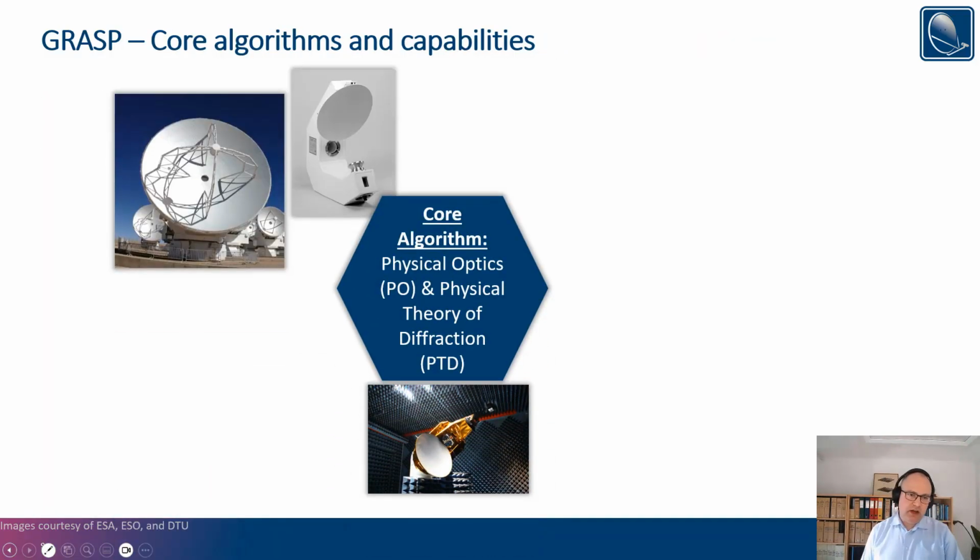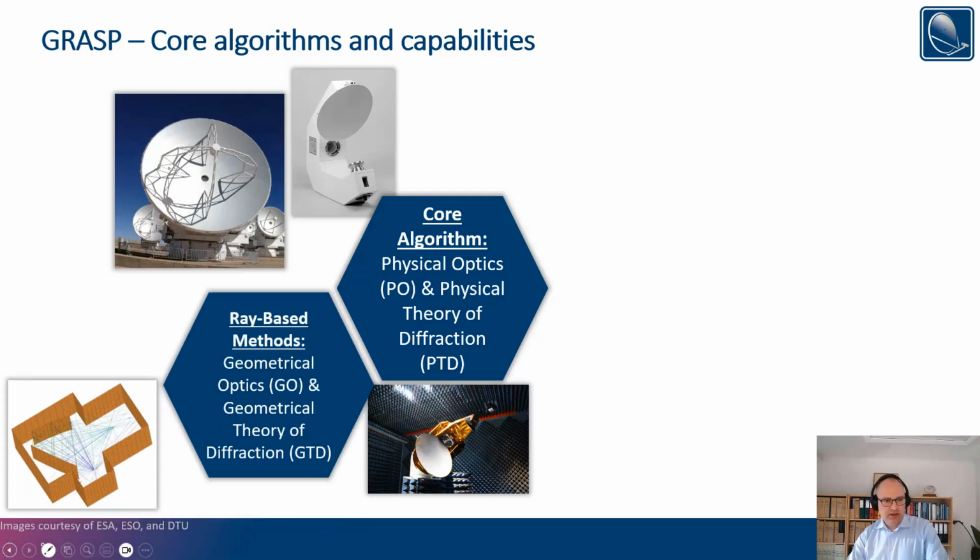Well, the core of GRASP is the physical optics and physical theory of diffraction algorithms that we have been developing for the last many years. This means that they have reached a very high level of maturity and are very efficient at basically any type of reflector antenna that you can throw at them.